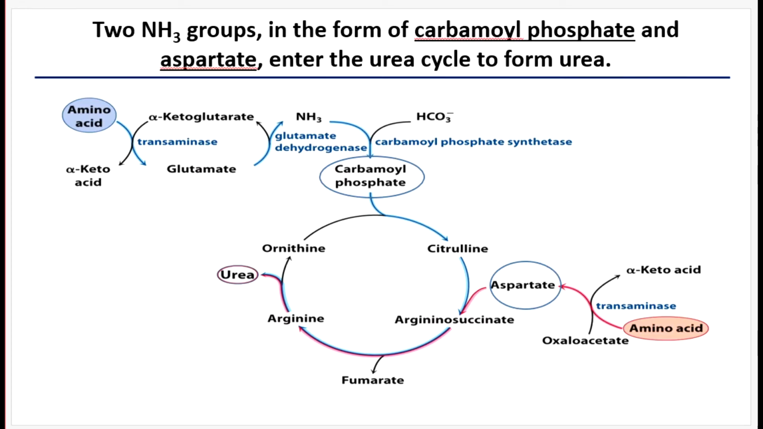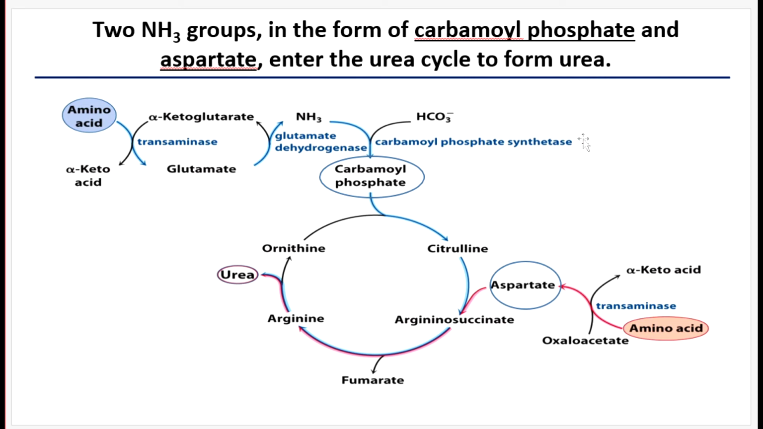So let's talk about that first step here, where nitrogen will enter the urea cycle as a molecule of carbamoyl phosphate. Here is an entire summary of the urea cycle. So here's that transamination step that I was talking about, where any amino acid comes in, the amino group is transferred to alpha-ketoglutarate, generating glutamate, and then we immediately remove that amino group using this enzyme, glutamate dehydrogenase, which recycles the alpha-ketoglutarate and generates a molecule of free ammonia.